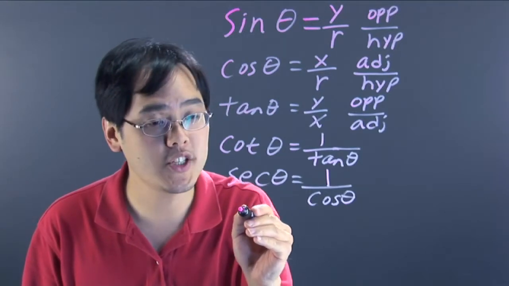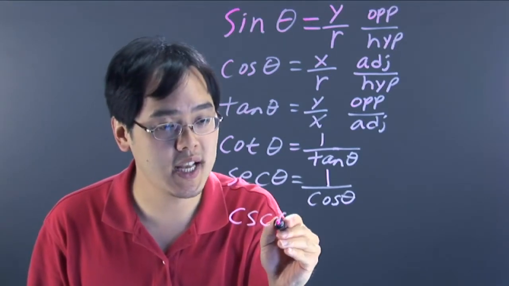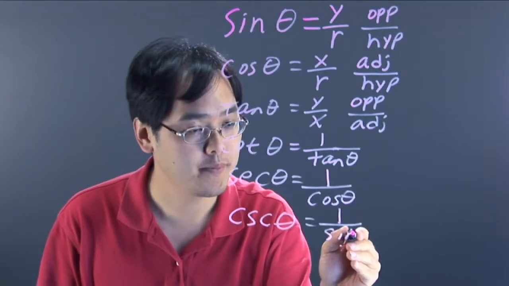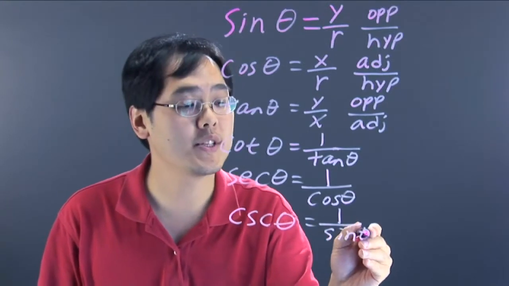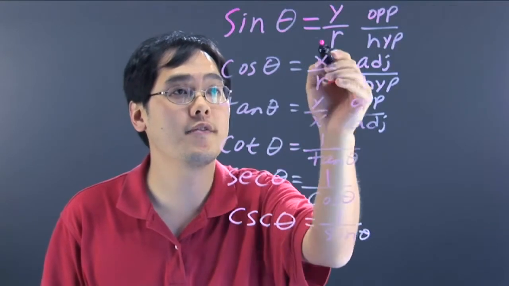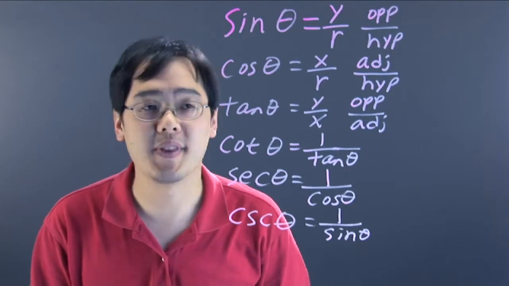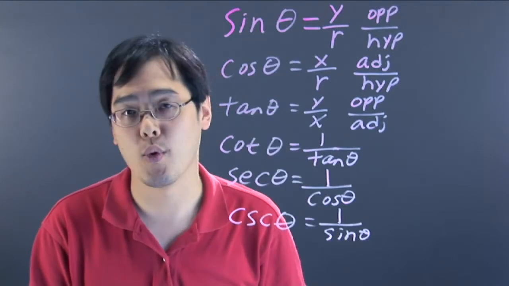And then last but not least, you have the cosecant, CSC for short, and the definition of cosecant is 1 over sine. So think about the sine function, the sine definition, and then flip those fractions and you have your cosecant. There are a lot more terms out there, but these six really give you a good starting point for trigonometry.